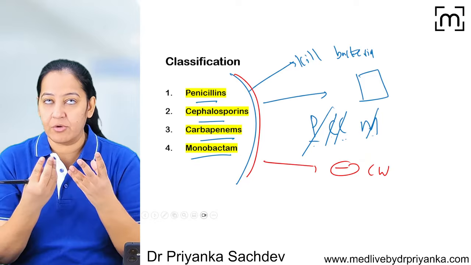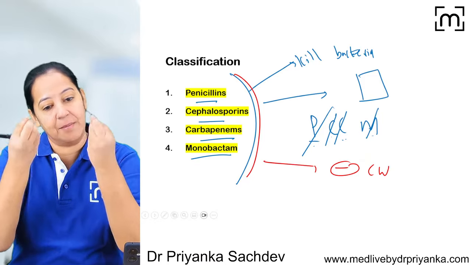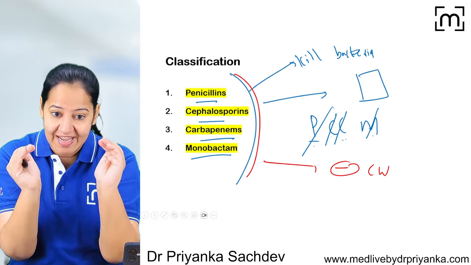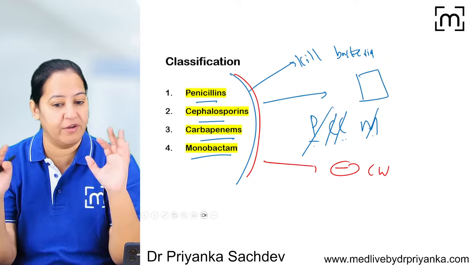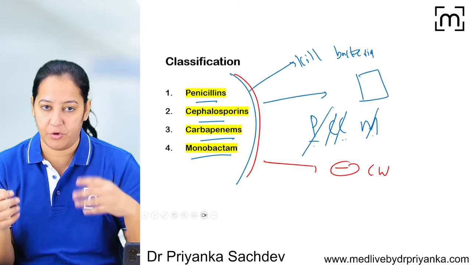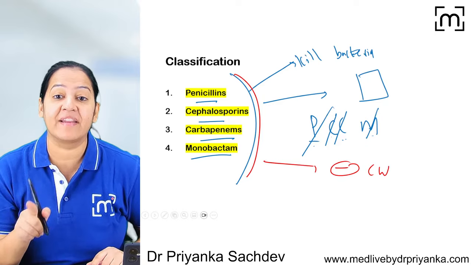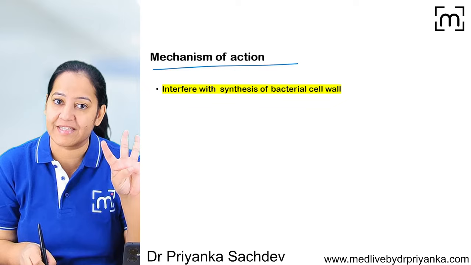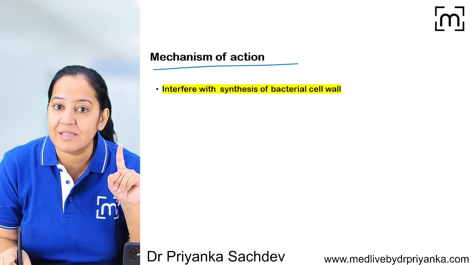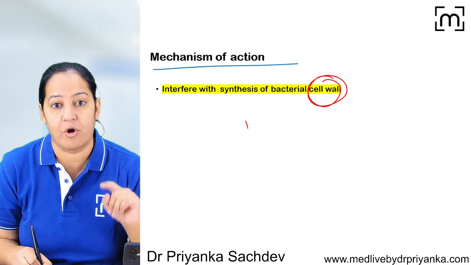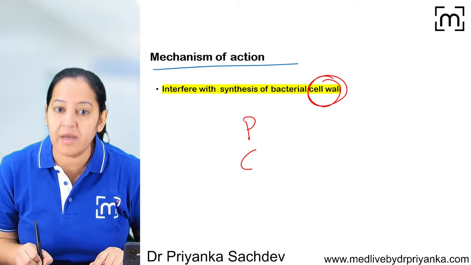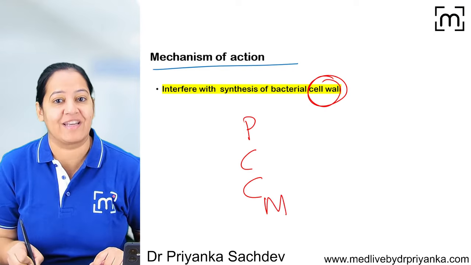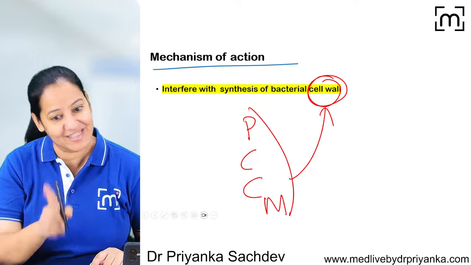If the cell wall is not there, the bacteria will swell and burst out. The cell wall is preventing the bacteria from bursting. Got my point? So they all kill bacteria by inhibiting the cell wall. What is the mechanism of action? The mechanism of action is the same for all four. They interfere with synthesis of the bacterial cell wall. Penicillin, cephalosporin, carbapenem, monobactam: they all four act by this mechanism.